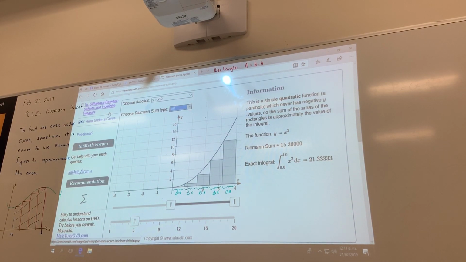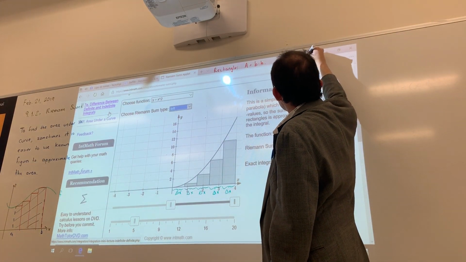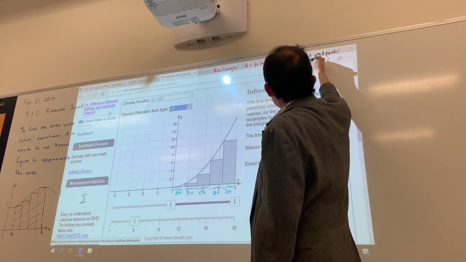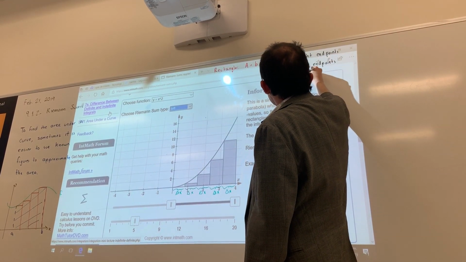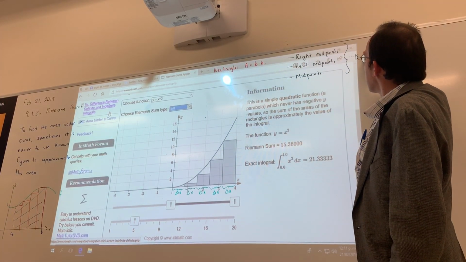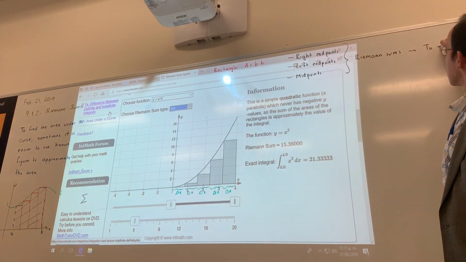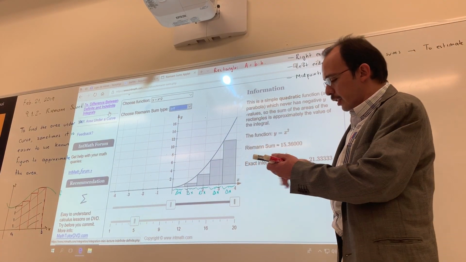Let's start with that. So for the Riemann sums, we have three different methods: the right endpoints, the left endpoints, and the midpoints. Okay? Those will be three methods for the Riemann sums. To do what? To estimate the area under a curve. Let's do an example by using these figures so it will be easier to understand.